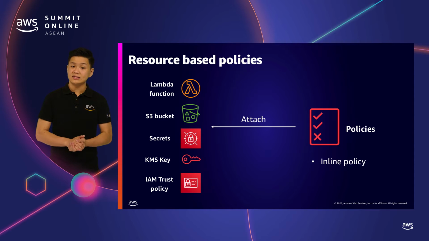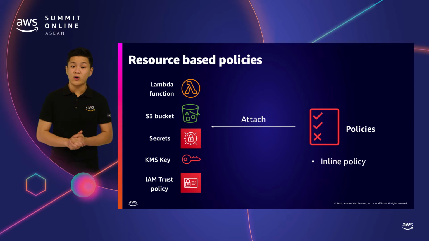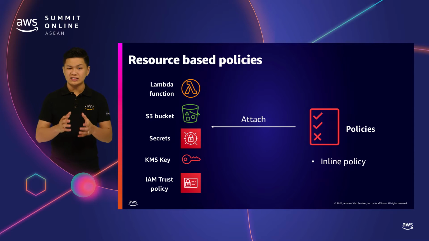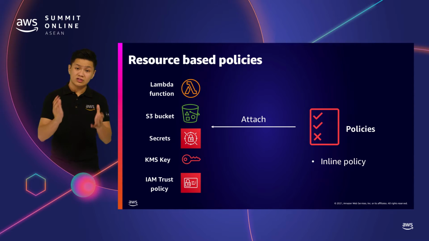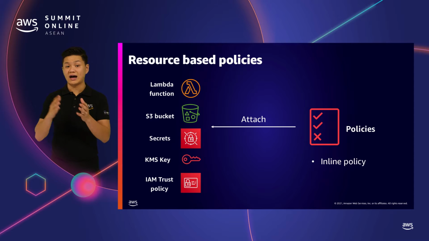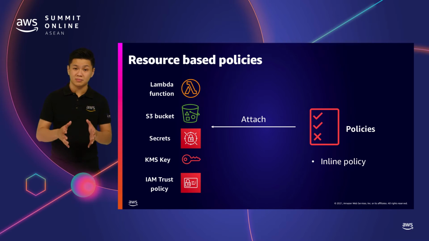When you have IAM policies attached to a resource, we call it a resource-based policy. With resource-based policies, you can specify who has access to a resource and what actions they can perform on it. Only several resources support resource-based policies. More commonly, the ones are Lambda, S3, Secrets Manager, and KMS. Only inline policies are supported for resource-based policy. Now, a resource-based policy has an advantage over identity-based policies because it enables you to grant access to principals from different accounts.